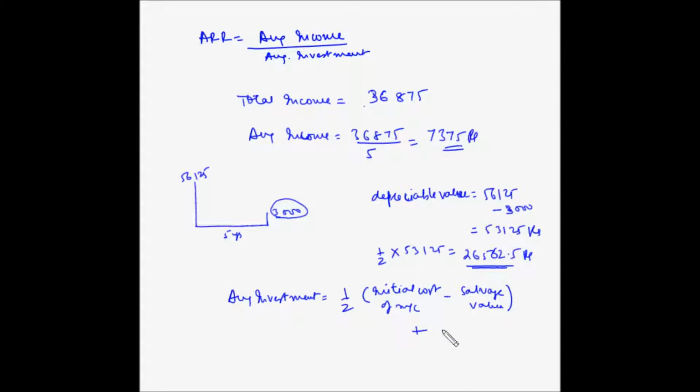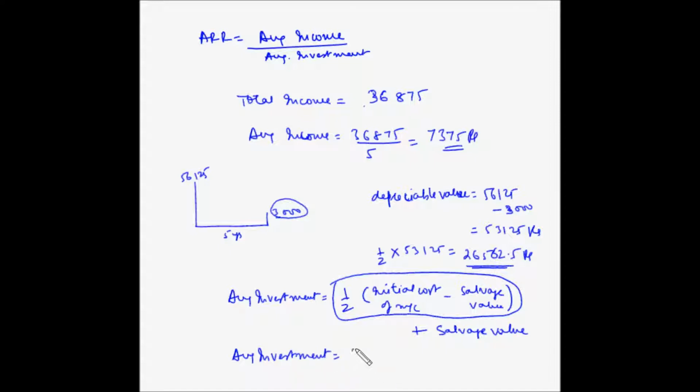plus the salvage value. So we have already found out this portion, which is 26,562.5 rupees. Now we have to add salvage value to this. So the average investment becomes 26,562.5 plus 3,000, which is equal to 29,562.5 rupees.